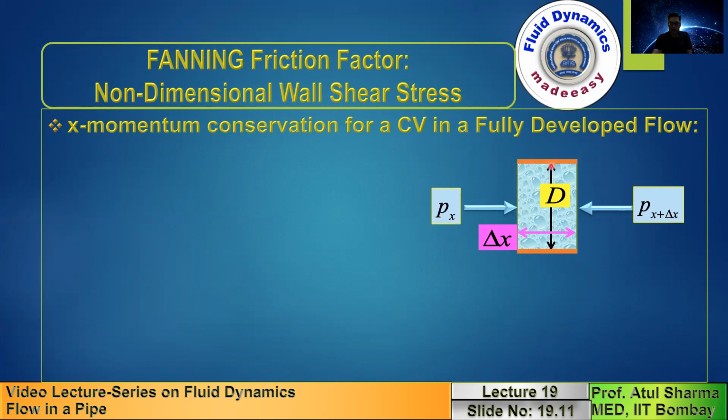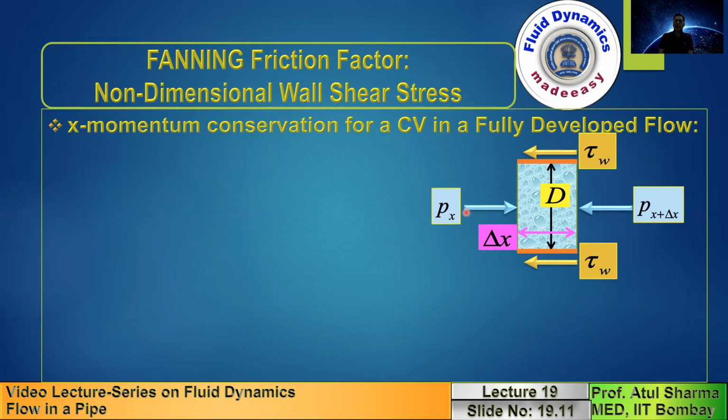Now, near the wall, the fluid tries to take the surface along its flow direction, whereas the solid surface tries to resist that motion. So at the surface of the control volume, the wall shear stress acts in the negative x direction. Note that this wall shear stress is acting on a surface which is on the circumference. So the area on which this wall shear stress is acting is pi d, whereas the pressure is acting in the cross section. So the area of the cross section is pi d square by 4.